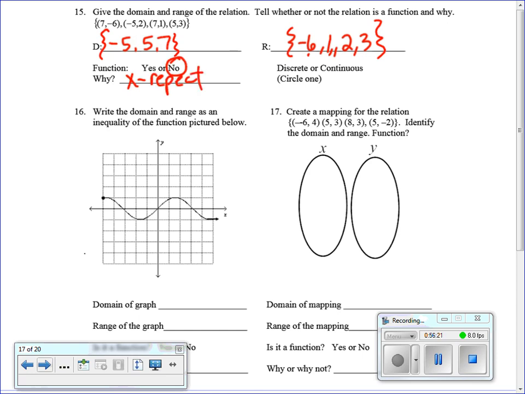Is this discrete or continuous? This would be discrete because these values were not listed as an inequality. On 16 it says write the domain and range as an inequality for the function pictured below.